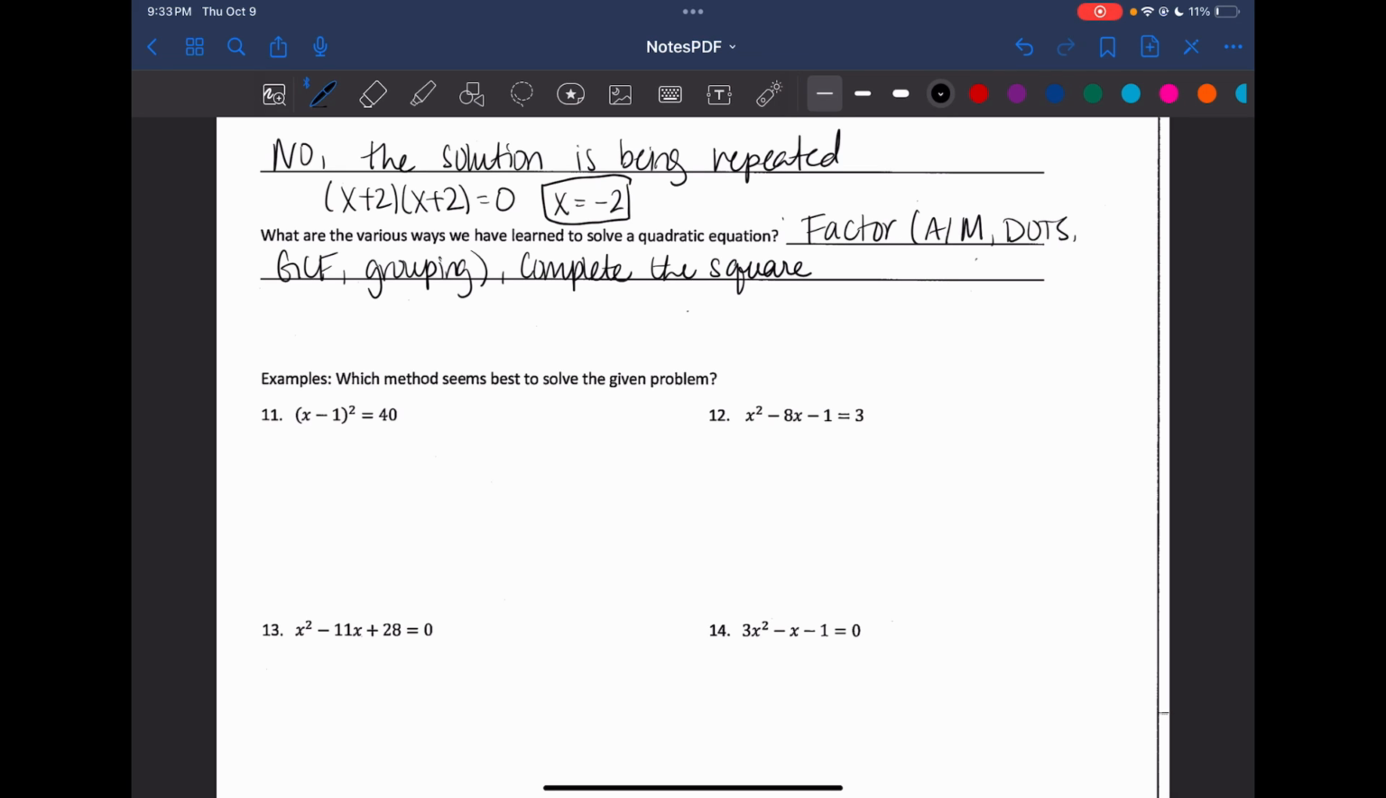After completing the square, we learned that we can have complex answers. It wasn't a new strategy. We just had to remind ourselves that if there is a negative under the radical, then we have to put an i in our answer. So that wasn't a new method, it was just a new idea. The last way we learned how to solve a quadratic equation was the quadratic formula.